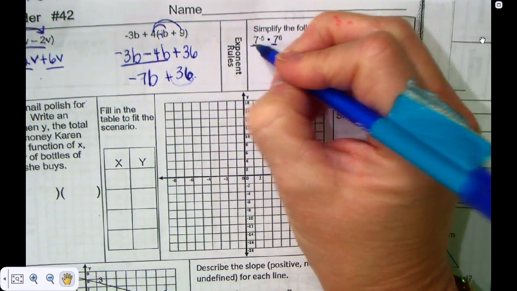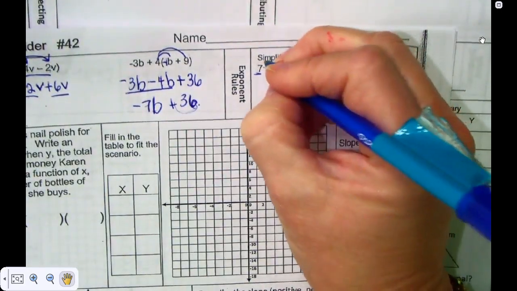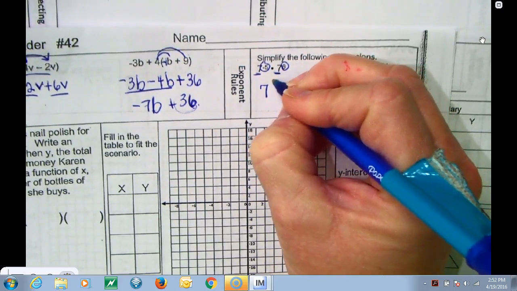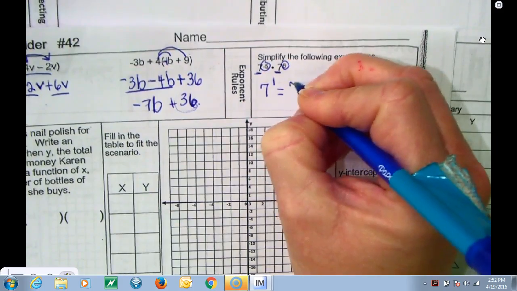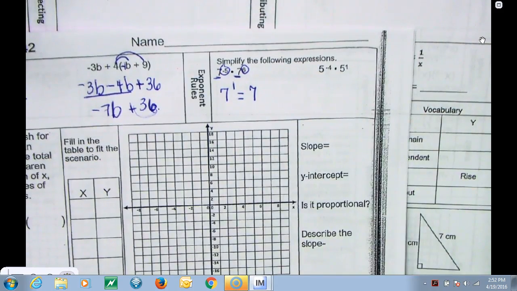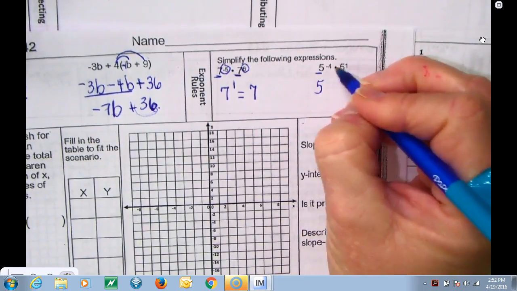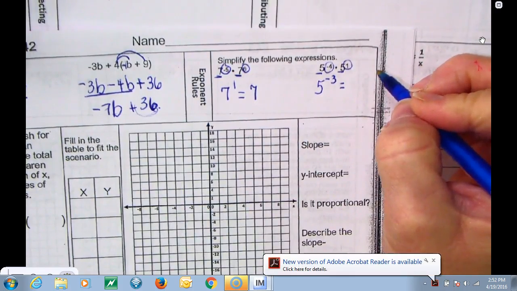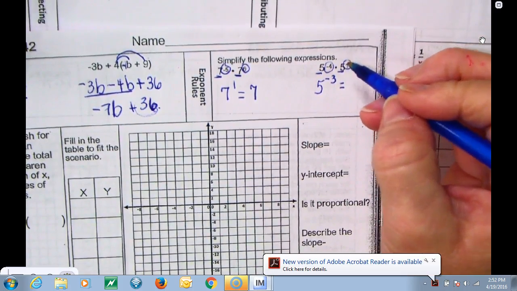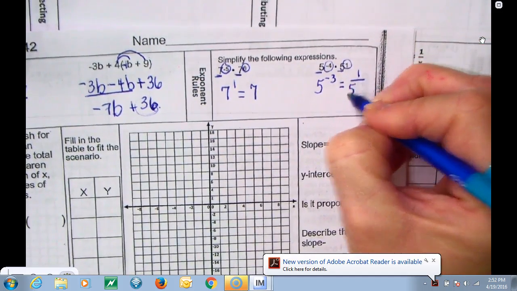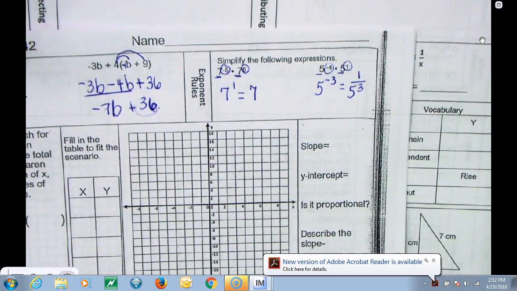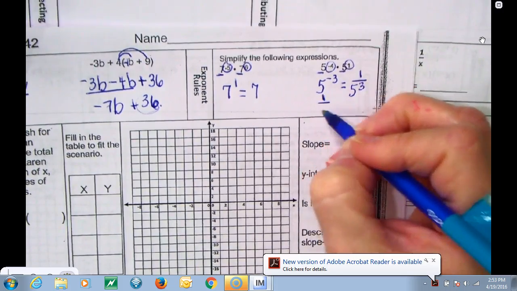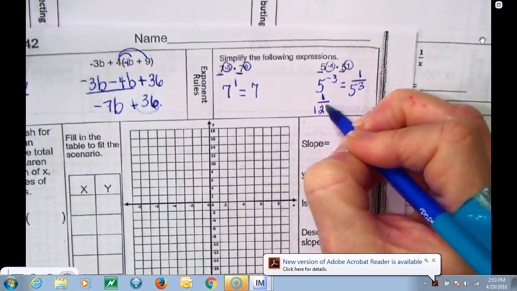Okay, guys, when this has the same base, all you have to do is add the exponents. So what's negative 5 plus 6? 1. And 7 to the first power is 7. Same base. So 5, what's negative 4 plus 1? Good, but we can't leave a negative exponent. So we're going to put it downstairs. 1 over 5 to the third. I'm going to take that negative sign off. So that's going to be 1 over, what's 5 to the third? 125.